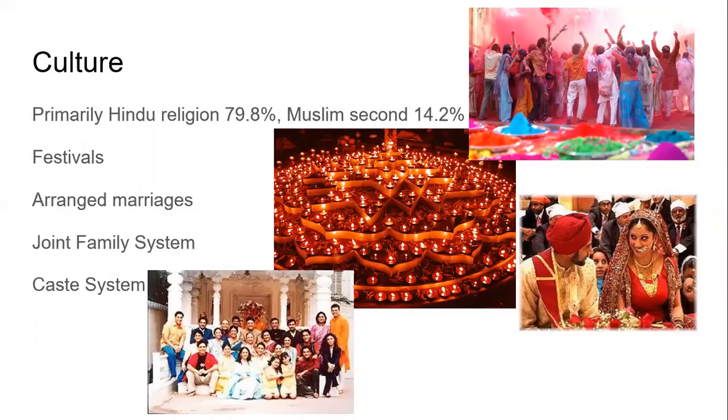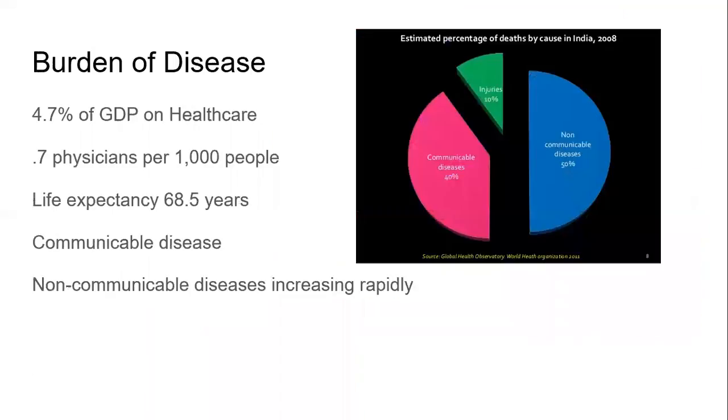There's also arranged marriages in India, and when that happens, the wife will go and live with the husband's family, and that's created the joint family system, where a lot of people are living in one house. There's also a caste system in place there, where it's very rigid and you don't move from caste to caste, but stay where you were born into.